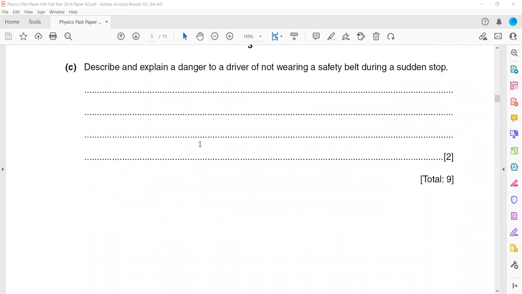Then describe and explain the danger to a driver not wearing a seat belt during a sudden stop. This is a general question, not directly related to the use of physics. You can just mention that if he is not using the seat belt, he might hit the windscreen or the dashboard and can suffer serious injury. Because if a driver applies the brake and there is no seat belt, he will move forward because of inertia and hit the dashboard or windscreen and can cause fatal or serious injury.